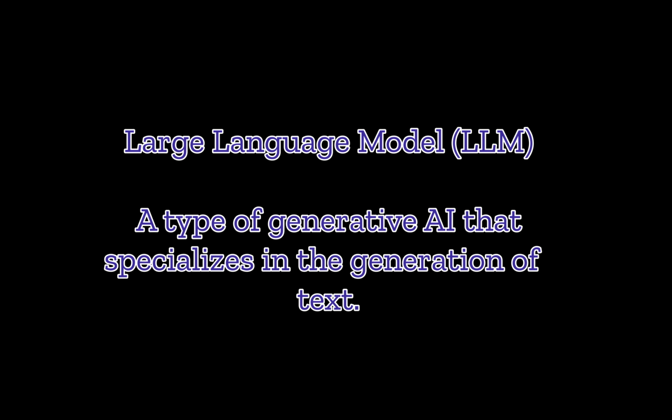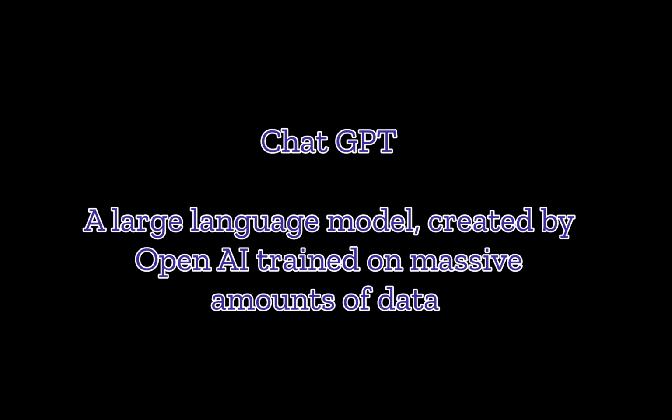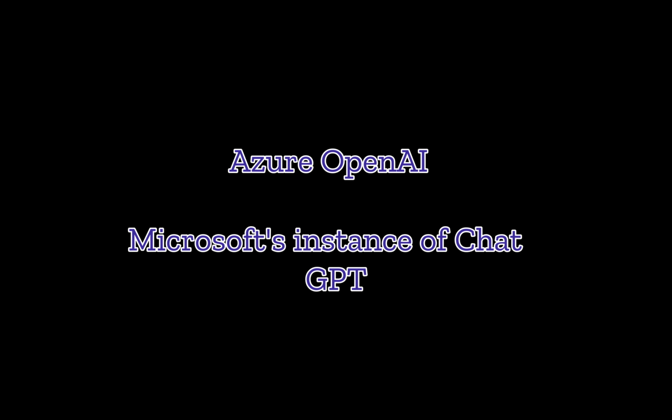Large language models, LLM, a type of generative AI that specializes in the generation of text. ChatGPT, a large language model created by OpenAI trained on massive amounts of data. ChatGPT 3.5 is based on data from the internet from September 2021. ChatGPT 4.0 is based on live data from the internet. Azure OpenAI, Microsoft's instance of ChatGPT, as well as other generative AI models used for image creation, text generation, and code generation.